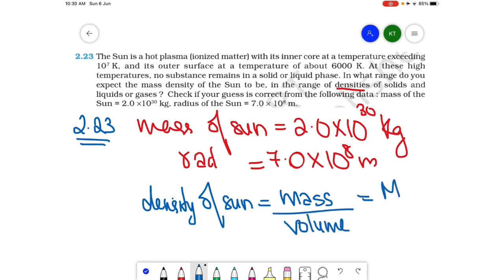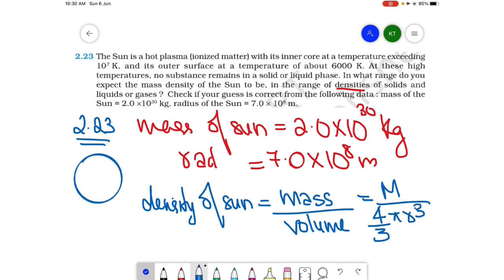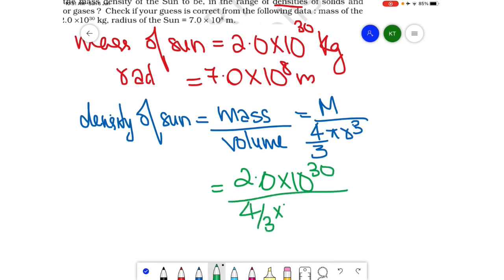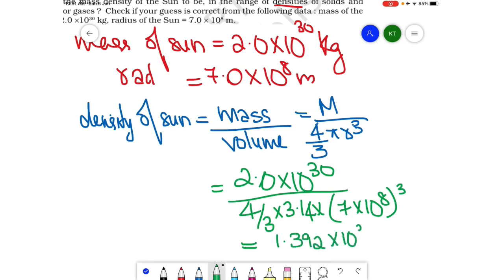Mass, we can write it as m. The sun is in the form of a sphere, so its volume will be equal to 4 by 3 pi r cube. So we know mass as 2.0 into 10 power 30 divided by 4 by 3 into 3.14 into 7 into 10 power 8 the whole cube. This will give us the answer 1.392 into 10 power 3 kg per meter cube.